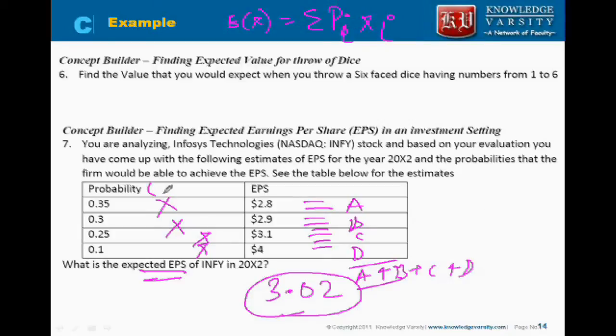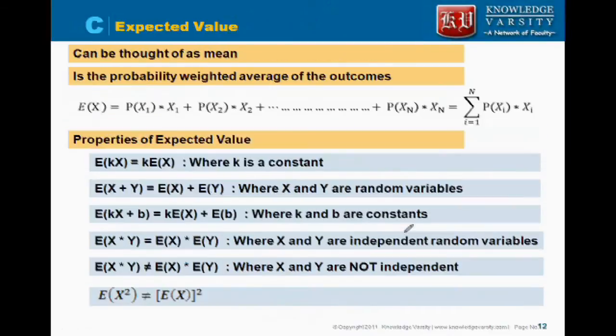So here you have pi, and this is your xi. So pi into xi will be A, B, C, D. So this is 3.025. So the answer is 3.025. Now let us try to understand some of the properties of expected value. So what are the properties of expected value?